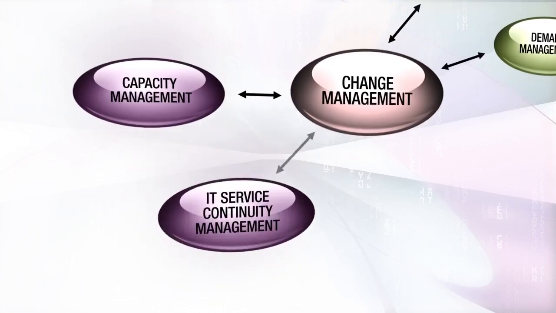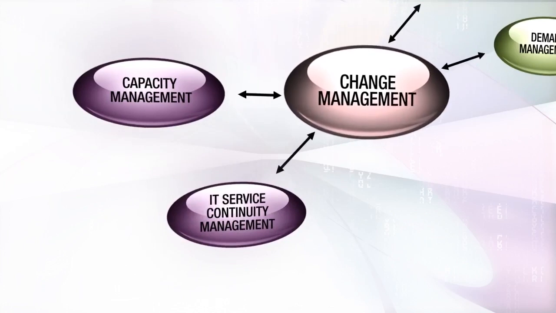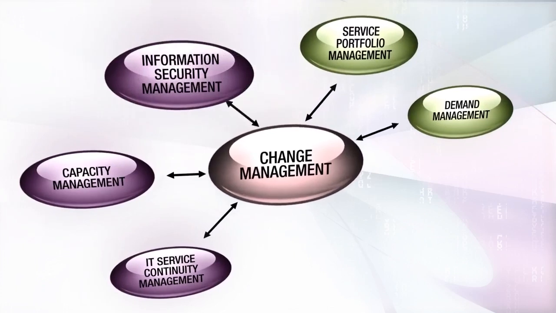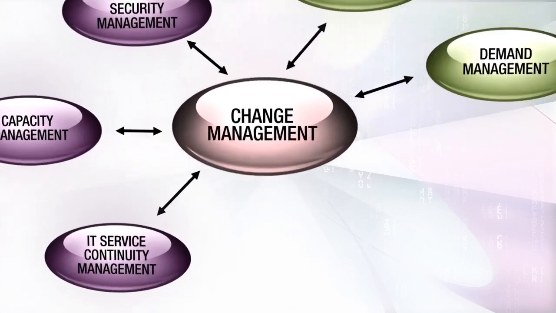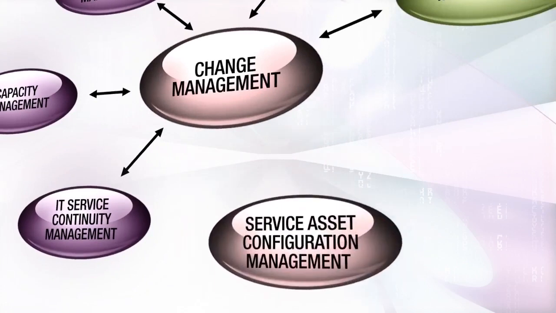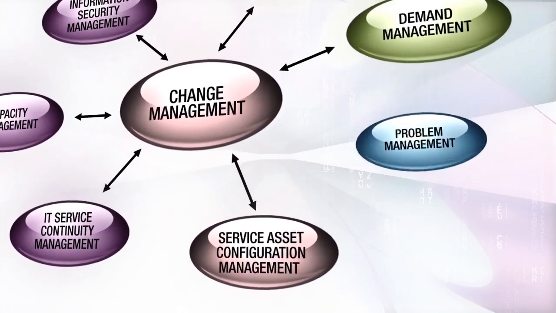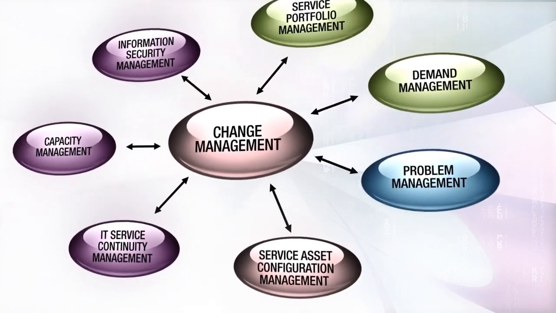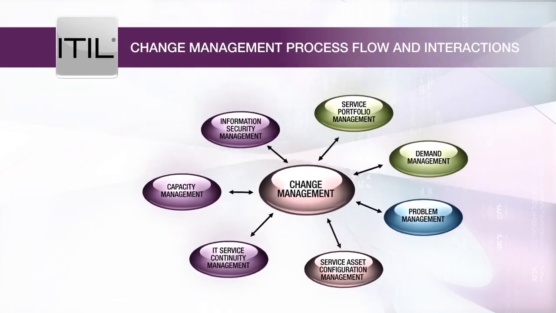IT service continuity management has many procedures and plans, which should be updated via change management to ensure that they are accurate and up to date. Information security management interfaces with change management, since changes required by security will be implemented through the change management process. As changes are implemented, the configuration management information is updated. Problem management is another key process, as changes are often required to implement workarounds and to fix known errors. Problem management is one of the major sources of requests for change.